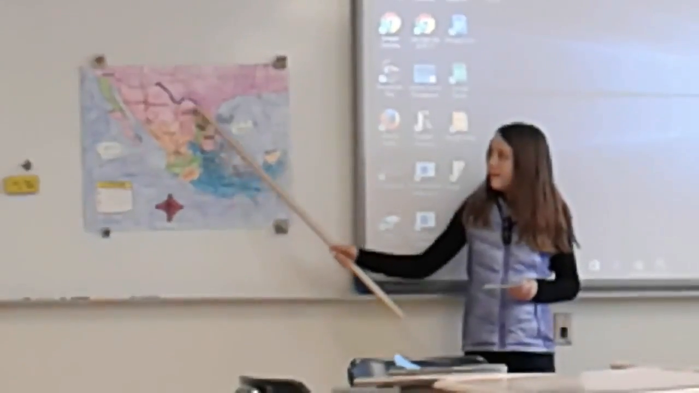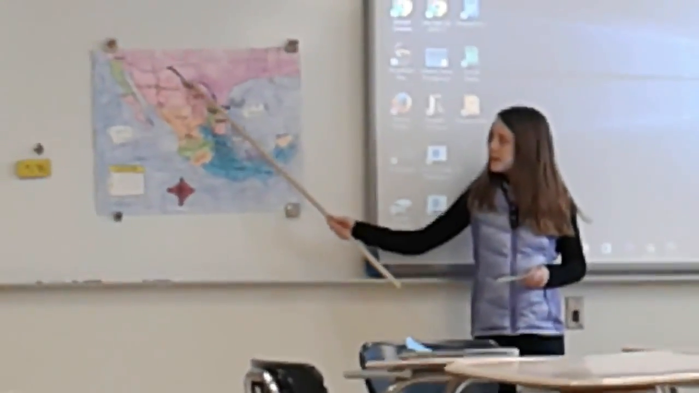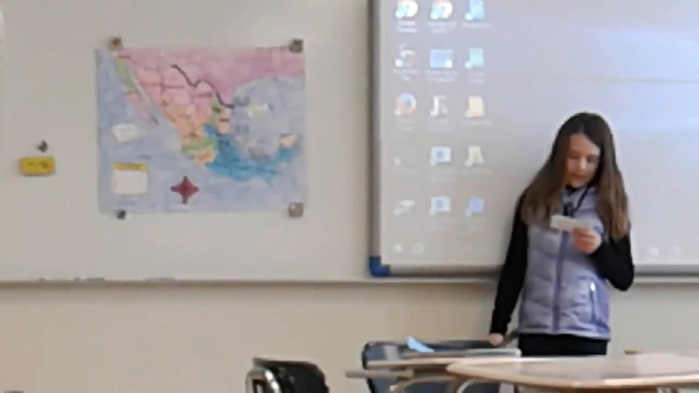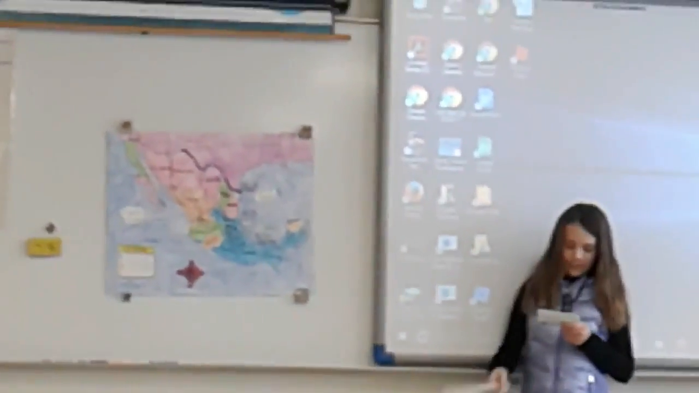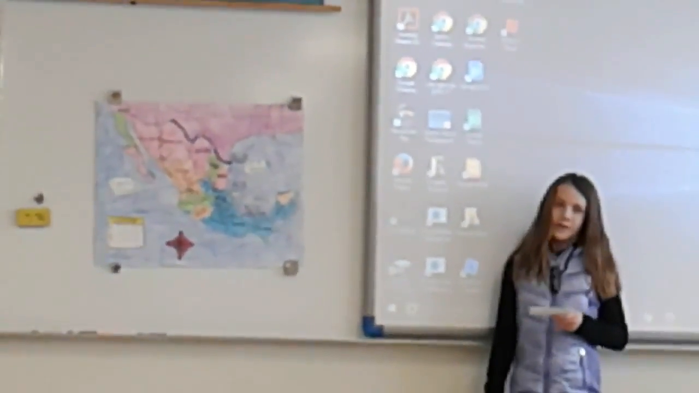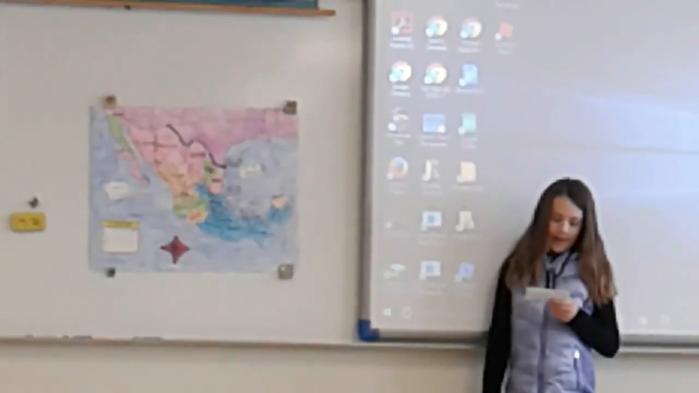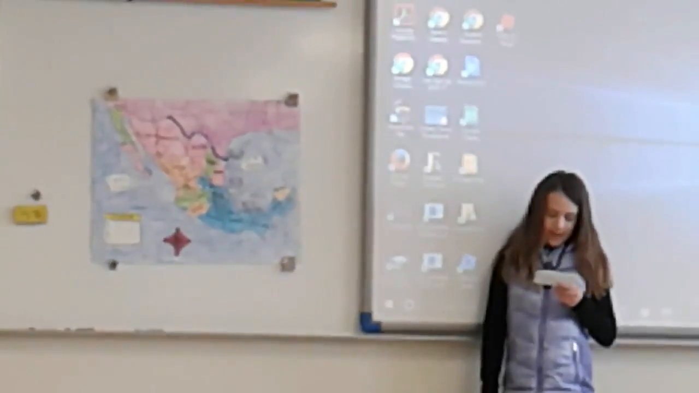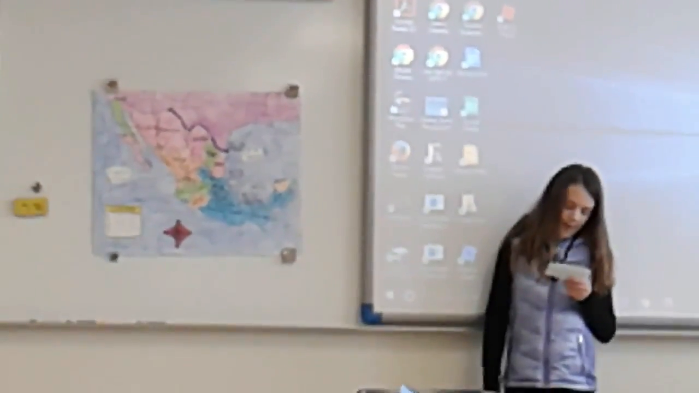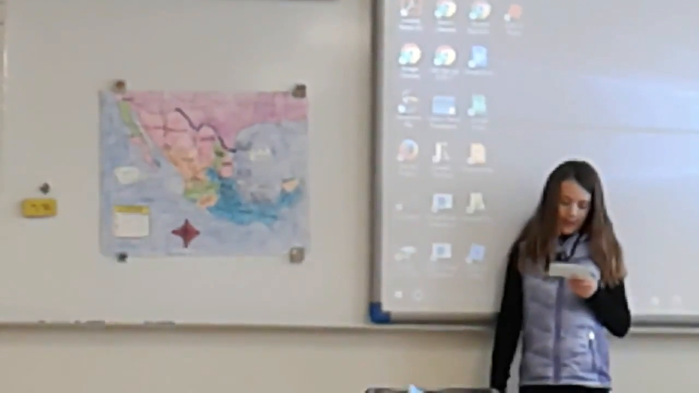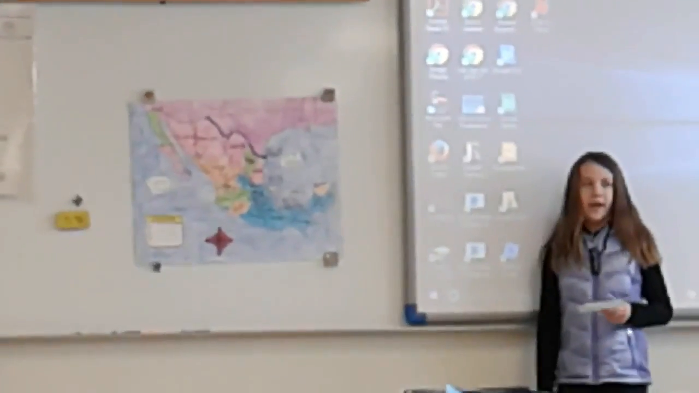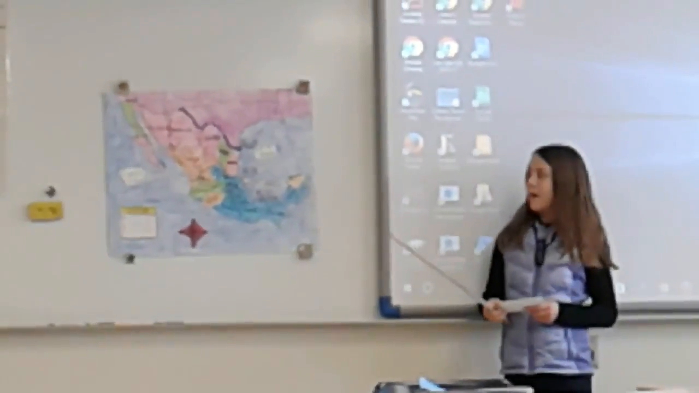Another one is the Rio Grande River, which goes by Texas and ends up in the Gulf of Mexico. And another one is the Pico de Orizaba. It's actually a mountain that raises 5,636 meters above sea level. And it's actually a volcano that's not really active anymore, and it's one of the highest mountains in Mexico.